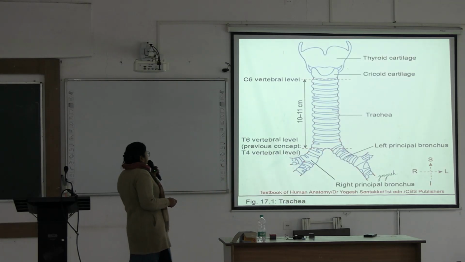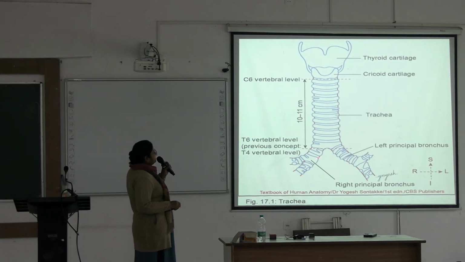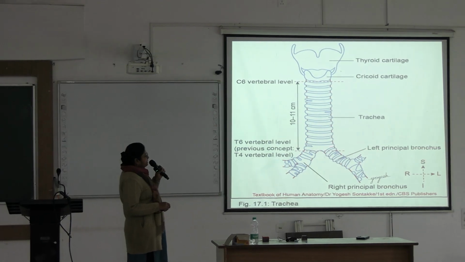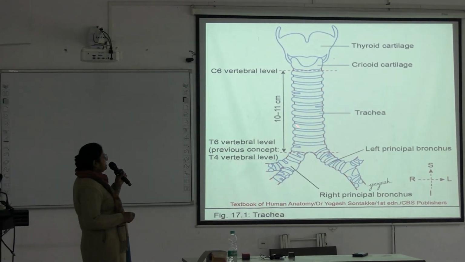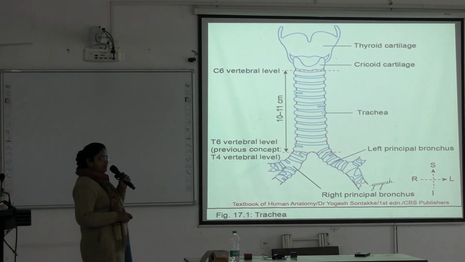So this is the extent from C6 vertebral level to T6 or, according to the previous concept, lower border of T4. Lower border of cricoid cartilage up to the tracheal bifurcation into two principal bronchi. And you can see the length of trachea is about 10 to 11 centimeter.